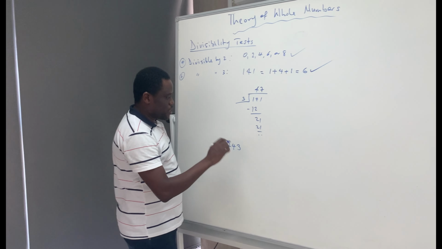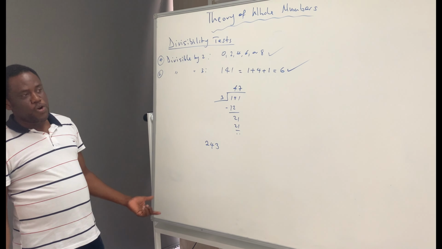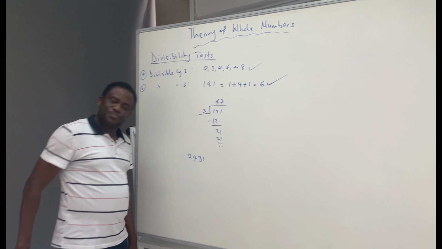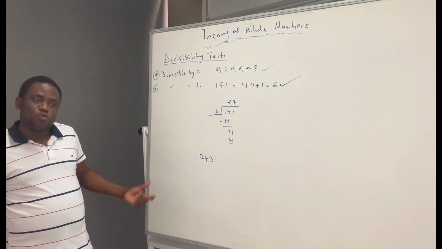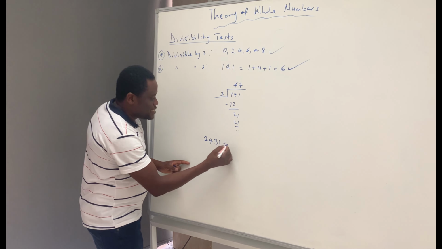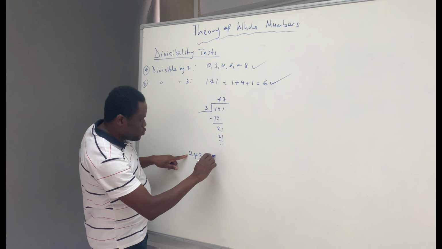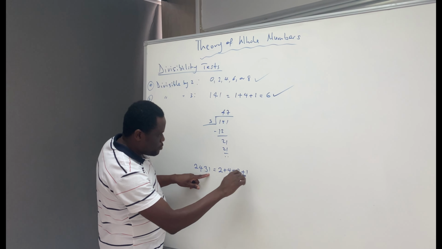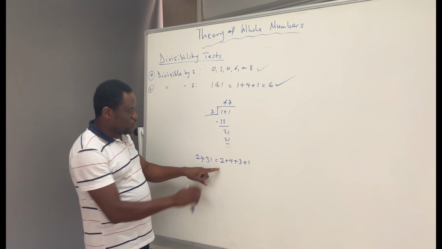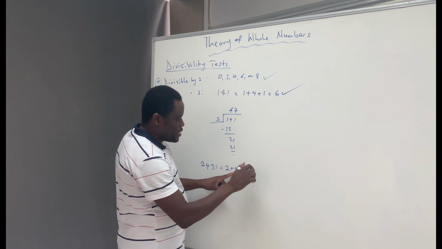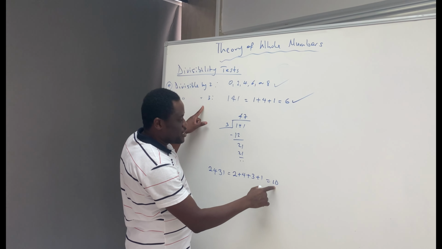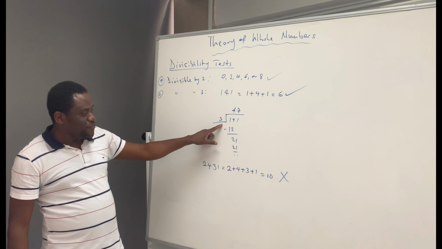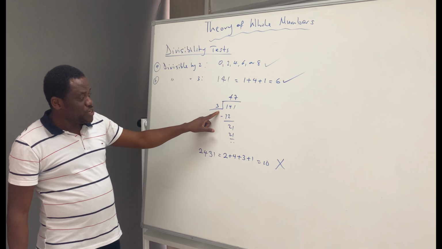What if we have another number? 2, 4, 3. Can 3 go here? We don't know. Let me make it more difficult: 2431. Can 3 go here? We don't know. What you have to do is add each of the numbers. So we have 2 plus 4 plus 3 plus 1. What is the sum? 6, 9, 10. Can 3 divide 10? It's not possible. It means that when you use the long division method, you will surely get a remainder.